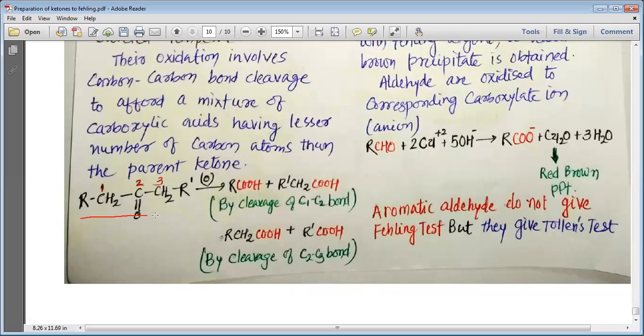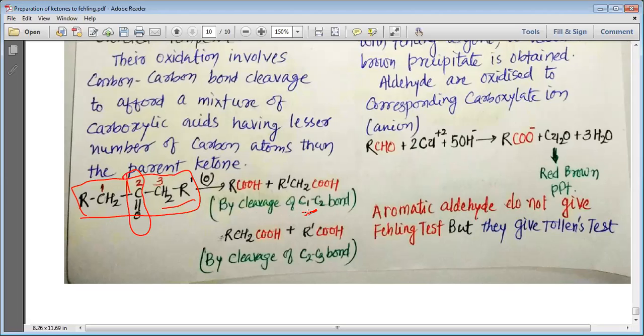Here you can see I have shown you one ketone. The ketone carbonyl carbon is bonded with RCH2 on one side and on the other side it is bonded with R'-CH2. So on oxidation it gives us four products.